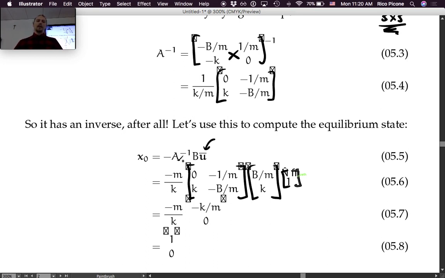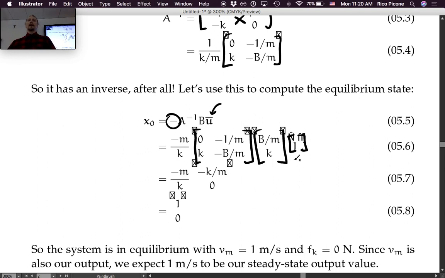Negative sign came from this negative sign. And then the B matrix, and then the input matrix is just U. It's 1. So that has no impact. The 1 is the 1 by 1 identity matrix. It's just 1. So nothing happens to that one. This term is the product of these two matrices. So 0 times b over m plus negative 1 over m times k gives us negative k over m. K times b over m minus b over m times k, which they cancel conveniently to 0.